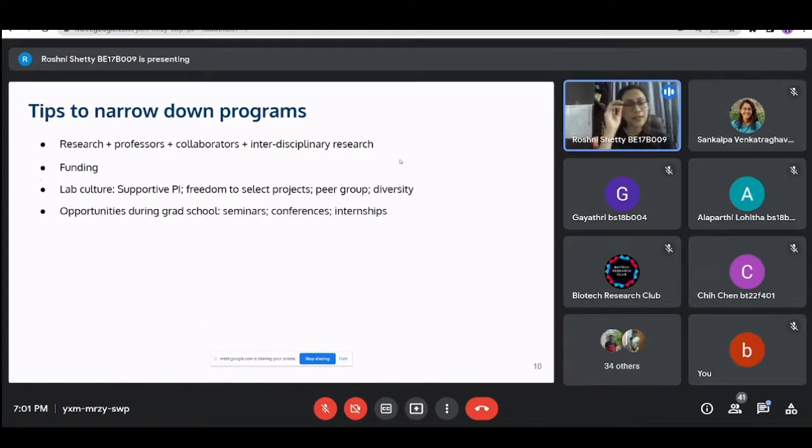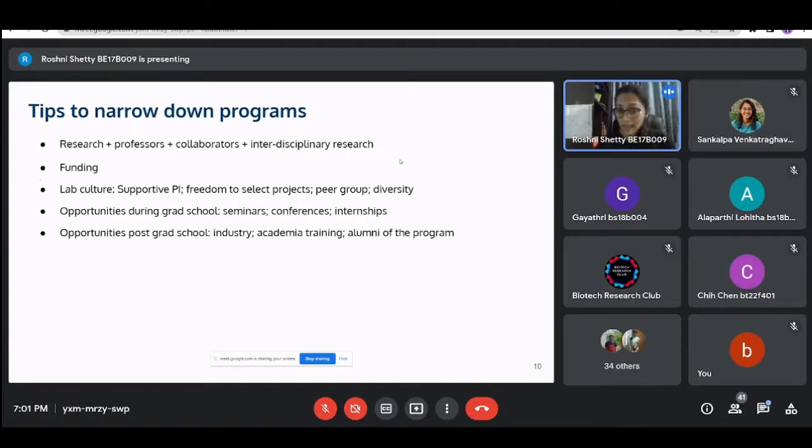Next, very important also, are the opportunities during grad school. How many seminars can you attend, and are they funding you for conferences when you are in grad school? And during summers, are you allowed to take internships? All of these are things that you would want to consider.